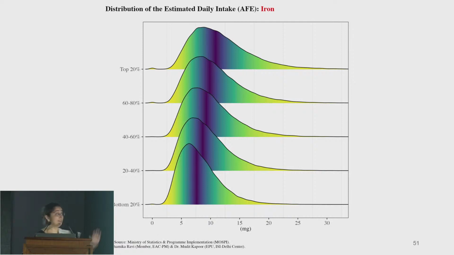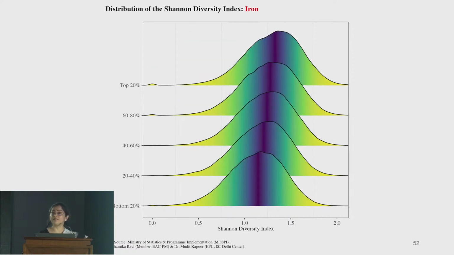Even the richest segments have huge deficiency in terms of intake. This is the daily intake. What about diversity on the plate? There is tremendous diversity. Of course, the richer households have greater diversity. This is just the mapping of the Shannon Diversity Index. And the bottom have a little less, but again, a great degree of variation. Don't just look at averages.